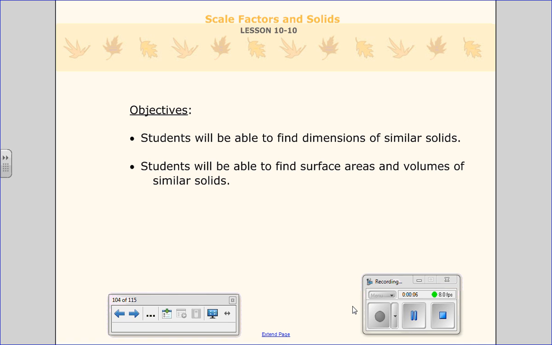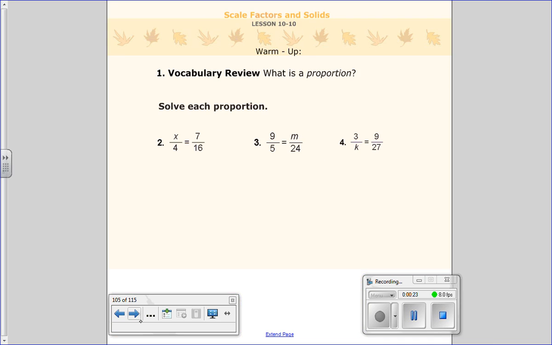In tonight's lesson, we're talking about scale factors in solids. So you're going to be able to find the dimensions of similar solids. And you're also going to be able to find the surface area and volumes of those similar solids without having to use all the different formulas for area and surface area. So it's pretty neat how we're going to learn that tonight.